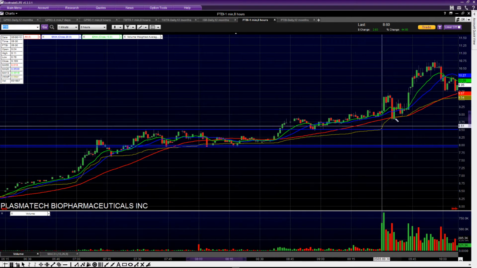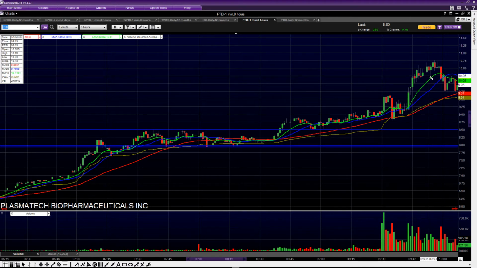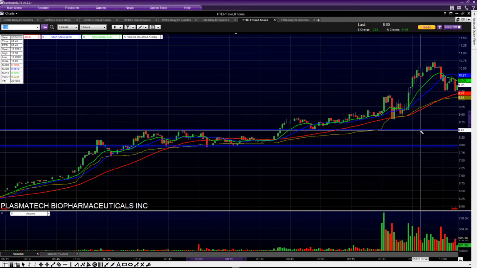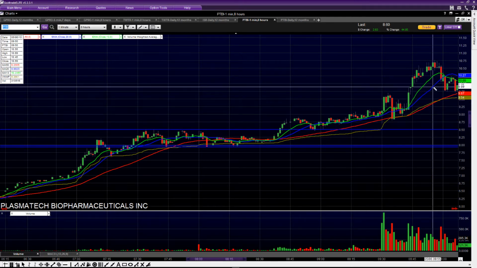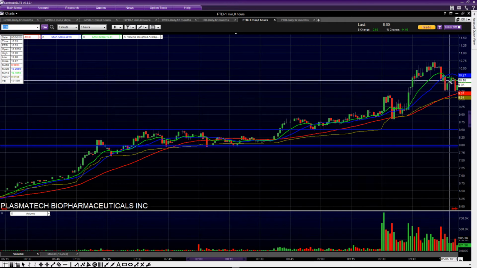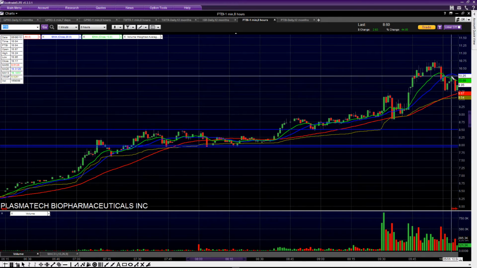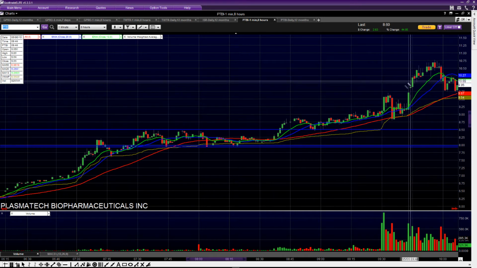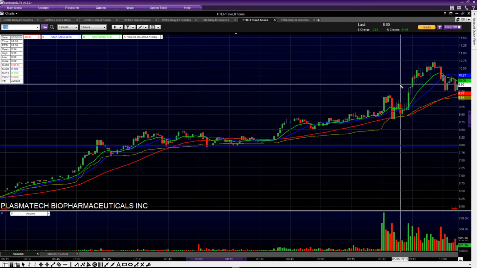So we move over, and there we go. I would have been out. I would have stopped out at 10.25. That would have been $1.50, $1.75. So a $1.75 gain on 1,000 shares is plenty of money for me. If I would have made that trade, I would have been done for the day. I probably wouldn't have traded too much more that day.